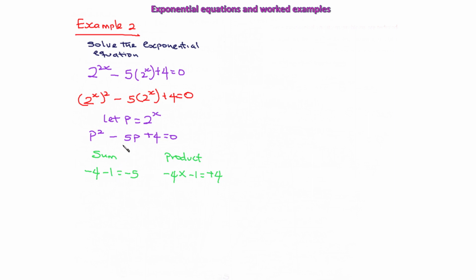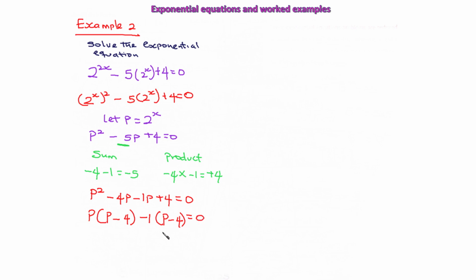Now you substitute this, you change minus 5p to minus 4p minus 1p. Then you have p square minus 4p minus 1p plus 4 is equal to 0. Then factorize. You can factorize this easily. p is common between these two values. You bring out your p, open bracket, p minus 4. Then minus 1 is common. Then you have p minus 4.